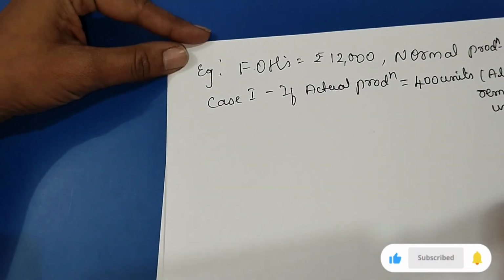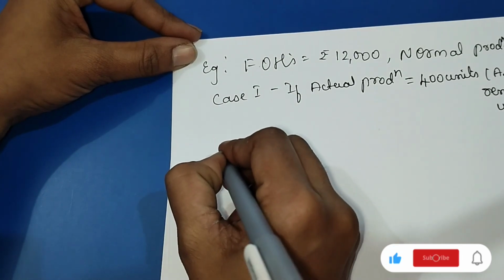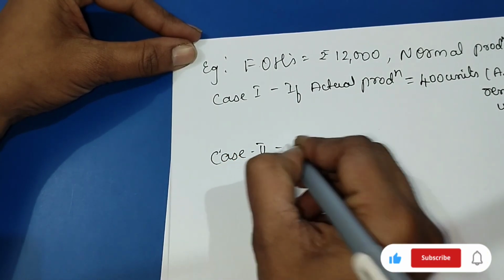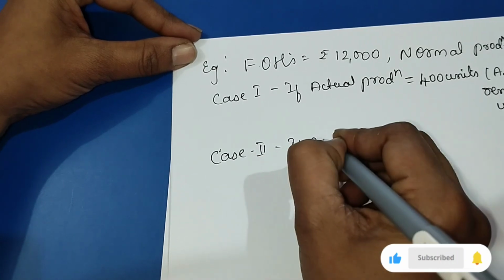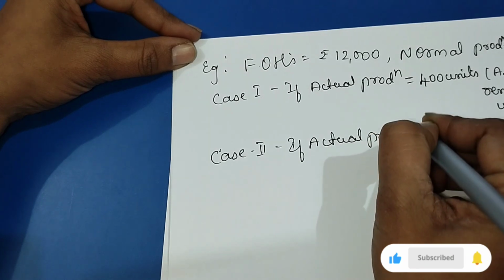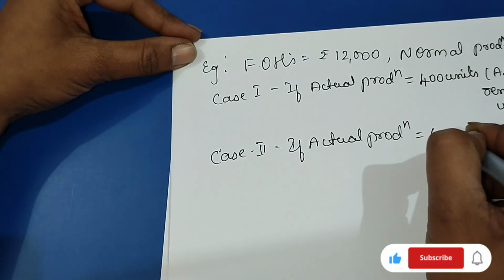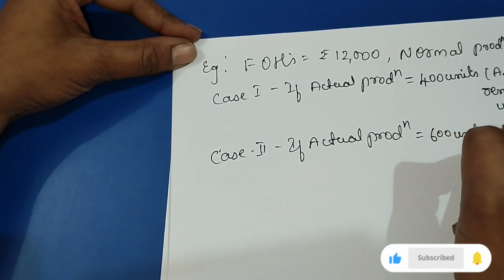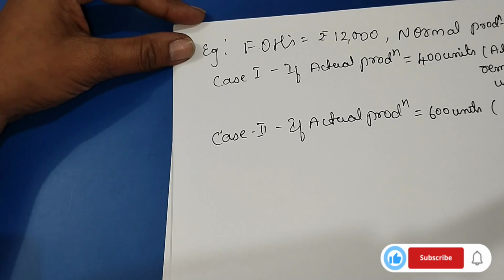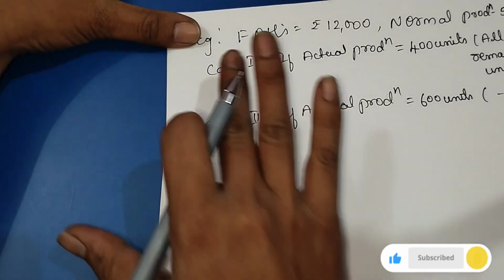Whatever is remaining is all unsold. In case 2, the actual production is 600 units, and here all units remaining are unsold. Now first we'll solve case 1.